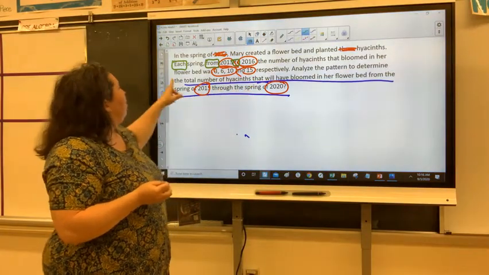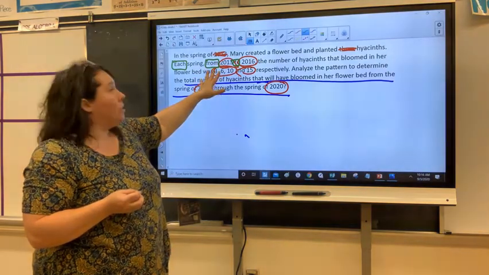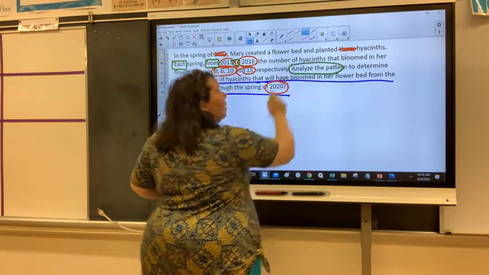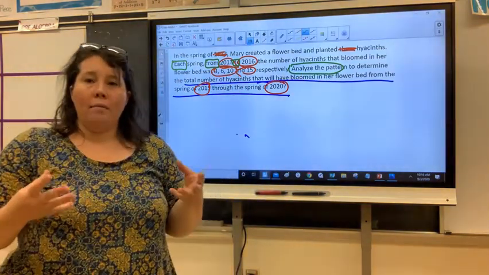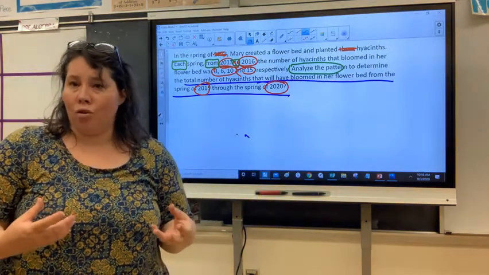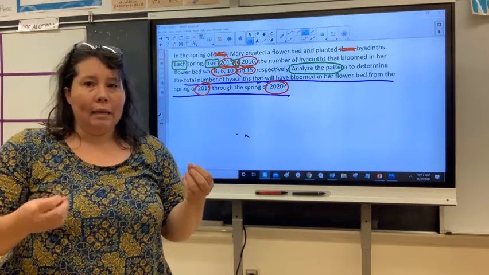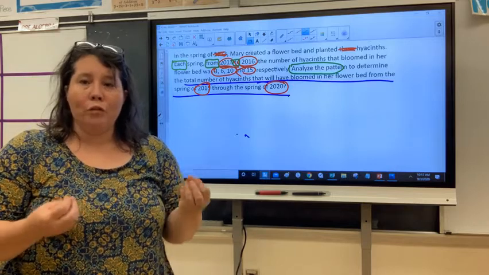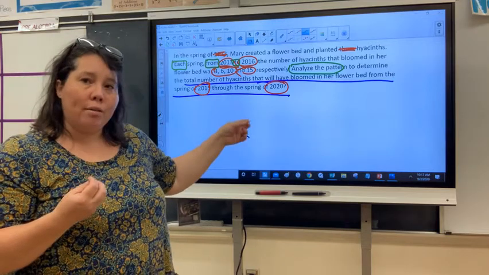The number of hyacinths that bloomed in our flower bed was, okay, so that tells me there's no keywords in there. Analyze the pattern, keywords. Analyze the pattern is a fancy way of saying look for the pattern, or look at the pattern that was created, okay? So analyze, look for. Analyze, examine. They all mean the same thing, okay? So we're going to look for the pattern that happened from 2013 to 2016.